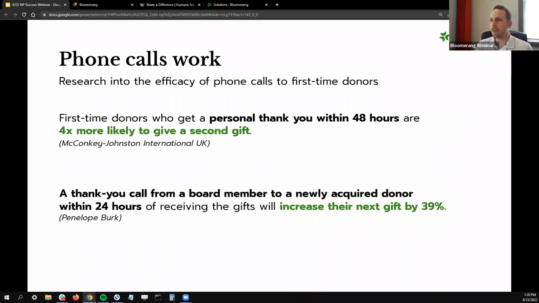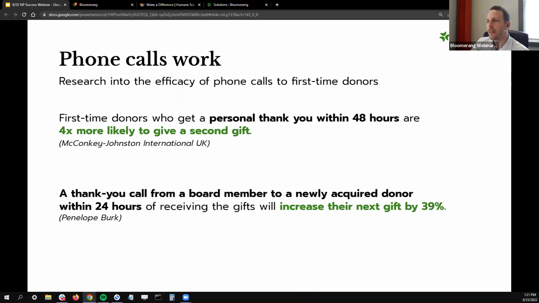The research that we have shown is that a first-time donor who gets that personal thank you call within 48 hours is 4 times more likely to give that second gift. And even more so, a call from a board member within the first 24 hours has shown that they will increase that gift by almost 40%.